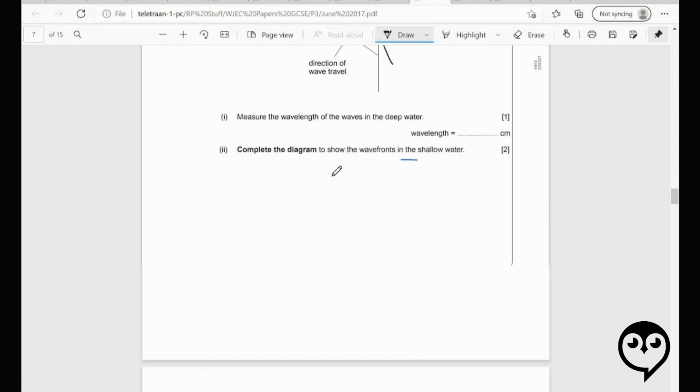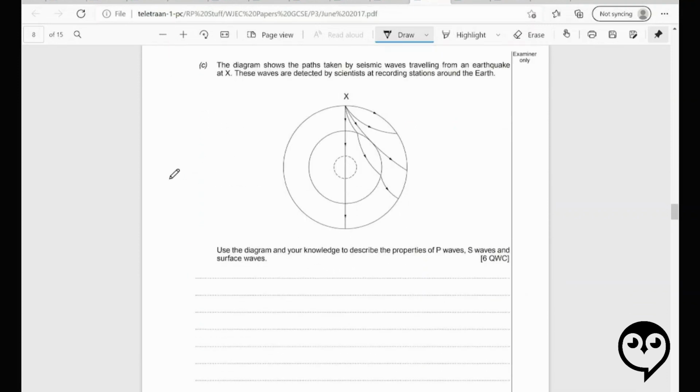Good. Let's move on to part C here. They like the written answer questions for these seismic ones. So what are they going to ask us here? Use your diagram and your knowledge to describe the properties of P, S and surface waves. This is a very nice, straightforward, easy question for you to do.